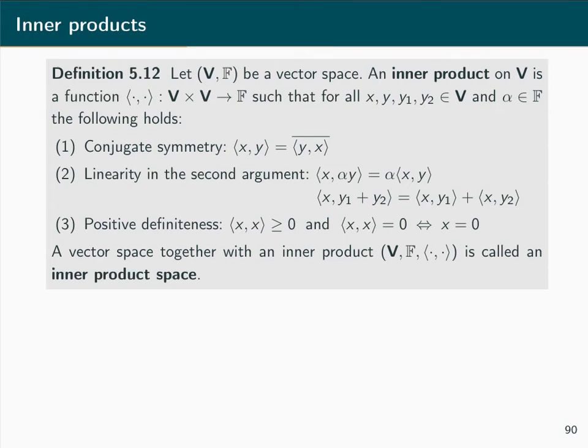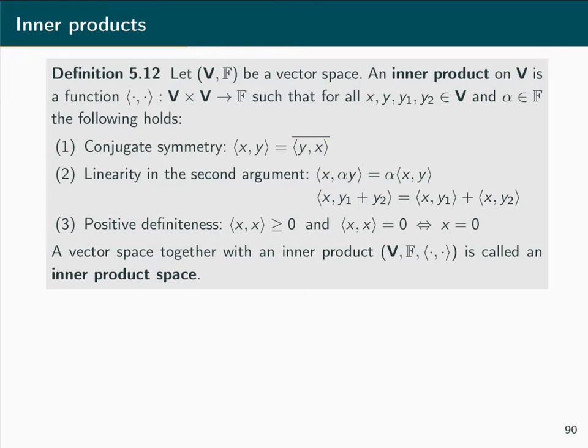In the first part of chapter 5, we have mainly been dealing with norms on vector spaces. The second part of chapter 5, which is this video, will be looking at inner products. We begin this part by definition 5.12 of an inner product. And it reads as follows.